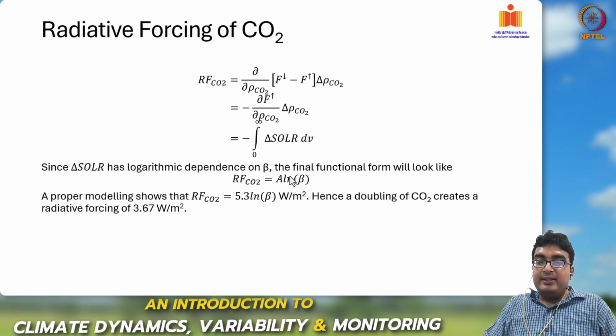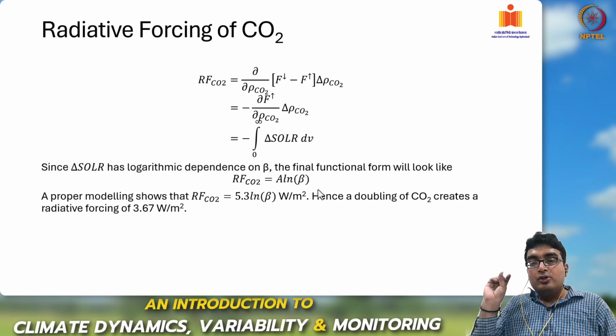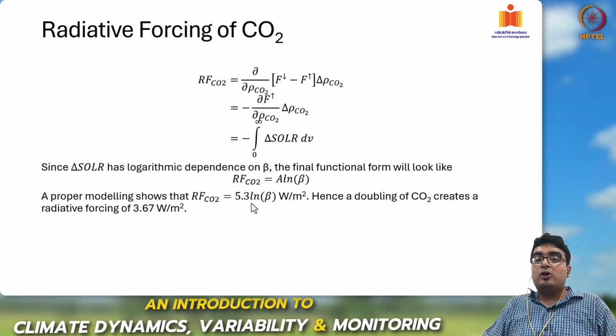So the final functional form will look like A into log of beta, where beta is the ratio of the final concentration of CO2 to the initial concentration of CO2. So the proper modeling shows that RF CO2 is 5.3 log beta watt per meter square. Hence, a doubling of CO2 creates a radiative forcing of 3.67 watt per meter square.